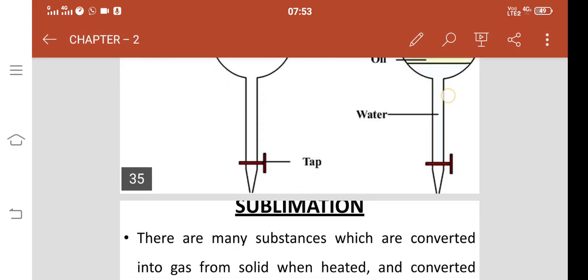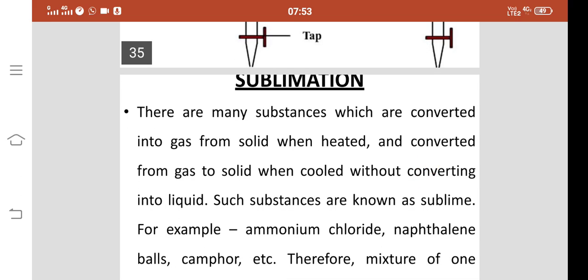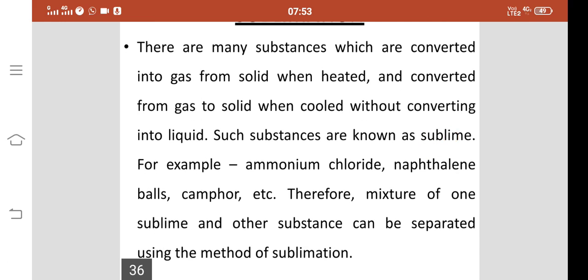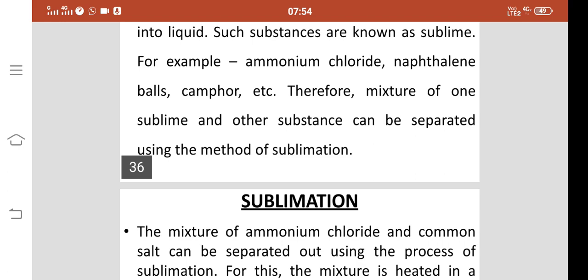Now the next process is sublimation. There are many substances which are converted into gas from solid when heated, and converted from gas to solid when cooled, without converting into liquid. Such substances are known as sublime. For example, ammonium chloride, naphthalene balls, camphor, etc. Therefore, a mixture of one sublime and other substances can be separated using the method of sublimation.